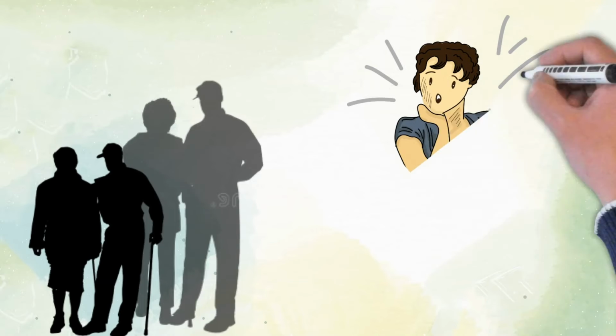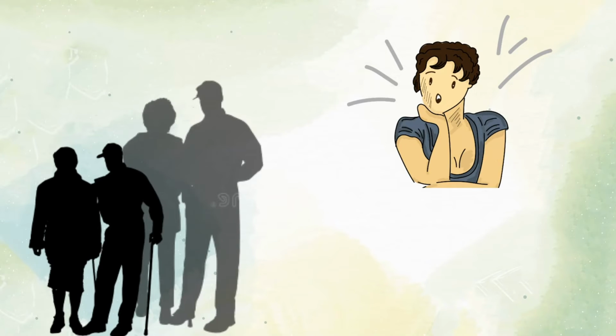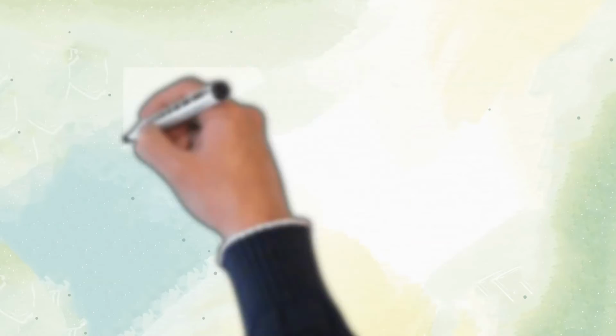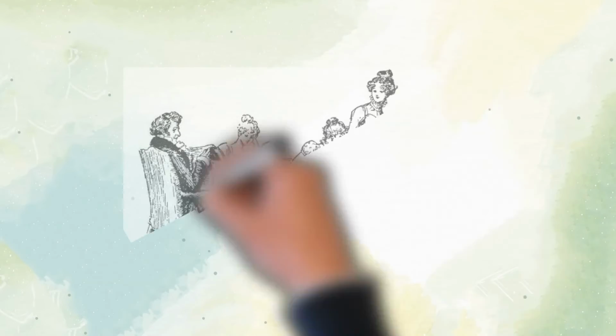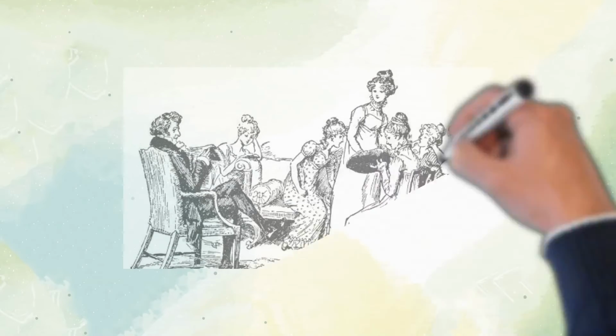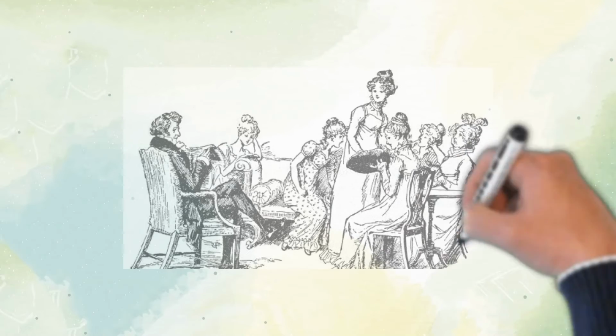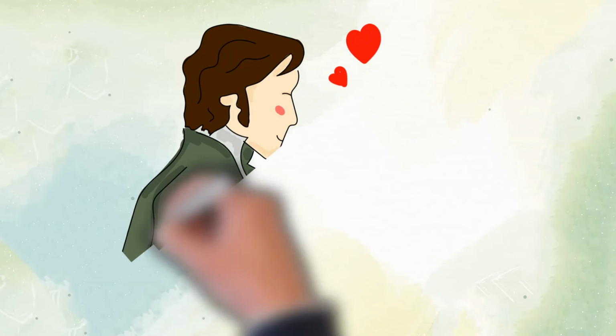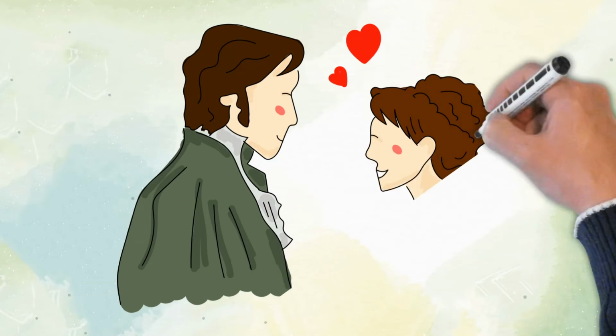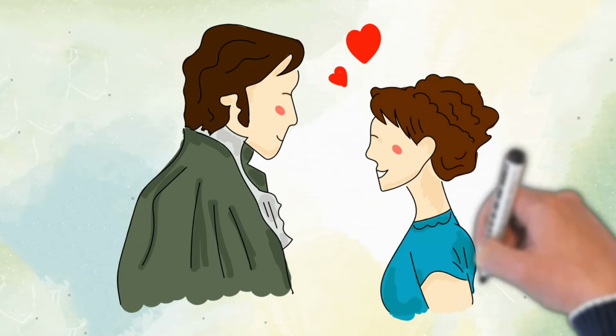Elizabeth is surprised at how graciously he treats his guests. He entertains the Gardners and invites Elizabeth to meet his sister. He also invites her over to Pemberley for dinner. Elizabeth begins to develop feelings for Darcy, and Darcy too is in love with Elizabeth.